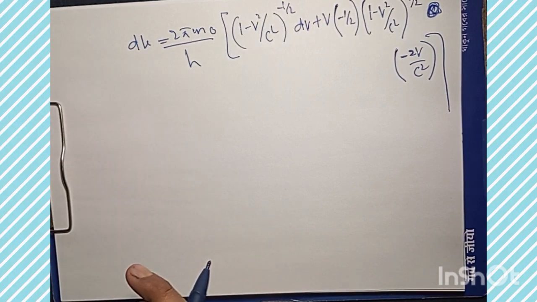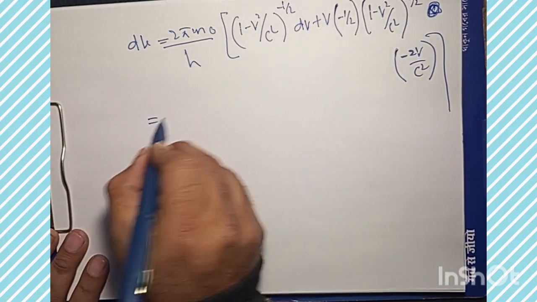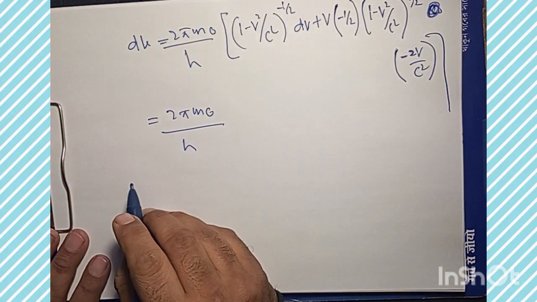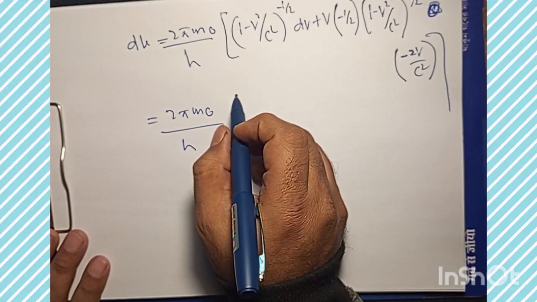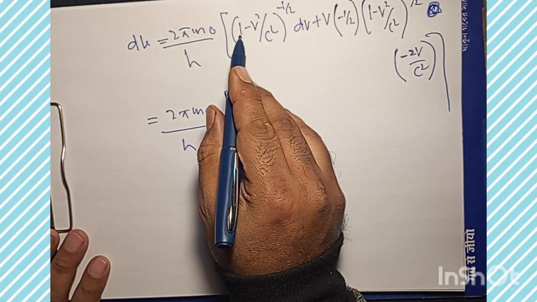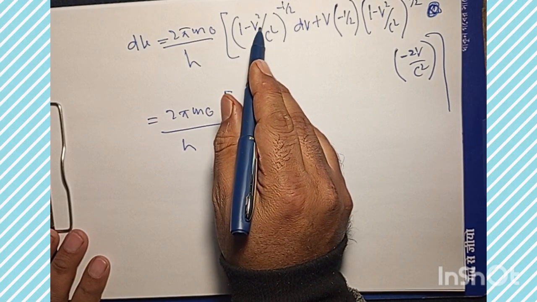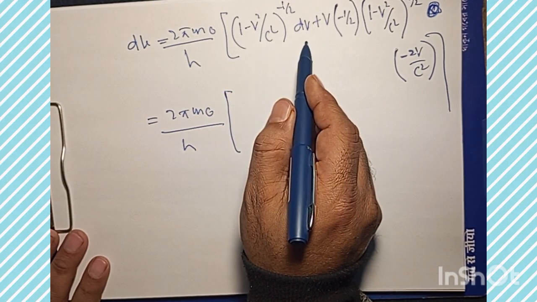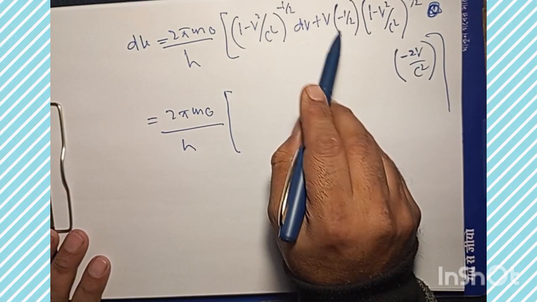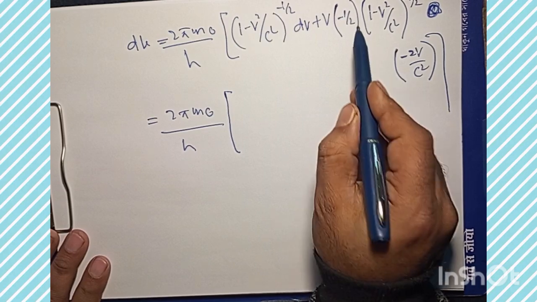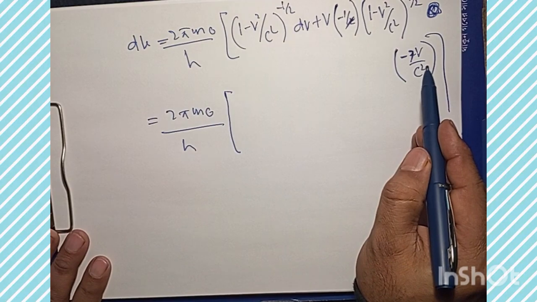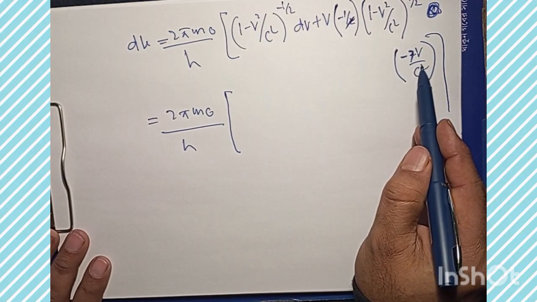Okay, now moving on from here, what we will have is 2 pi m naught by h, and we can see here this is (1 minus v square by c square) dv, right? And plus, this minus and minus will turn into plus. This 2 and 2 are going to cancel, and this v and v will make v square.